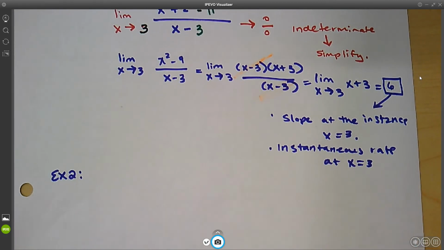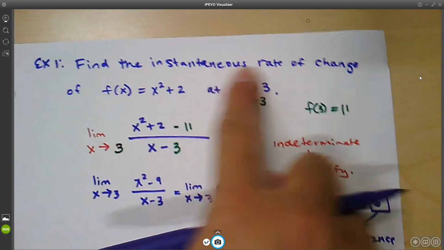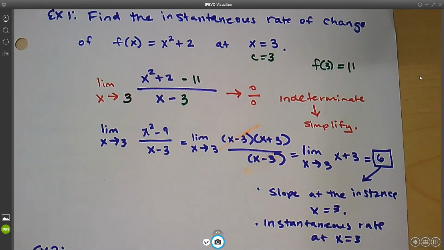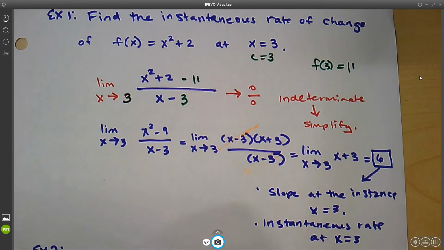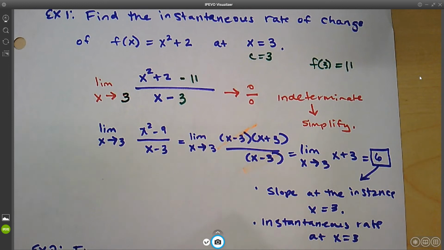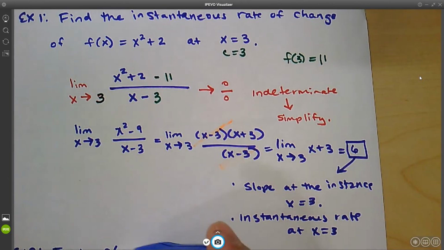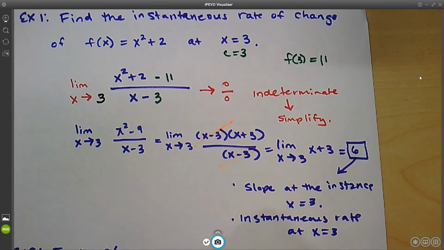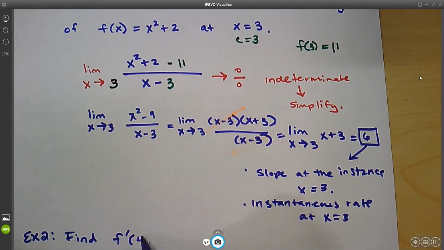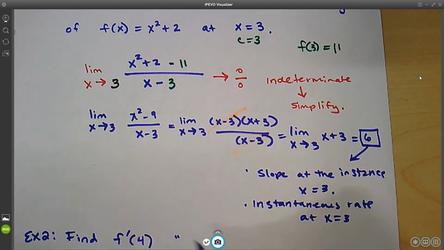Okay, so we're going to add some notation here. Now, that's a really long word, instantaneous rate of change. So we have a notation that says the same thing. It looks like this. Find f of, say, 4. F prime. So that's read f prime of 4.